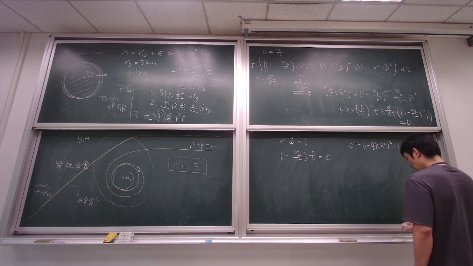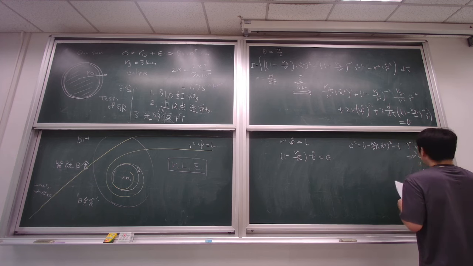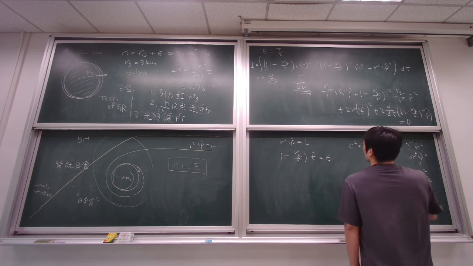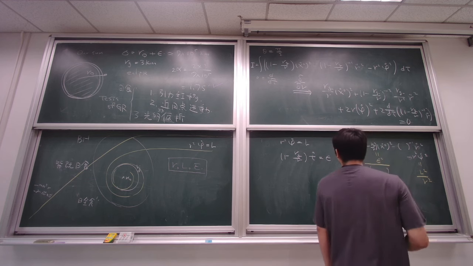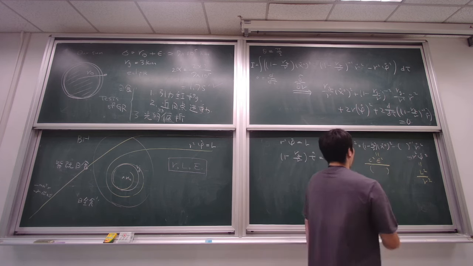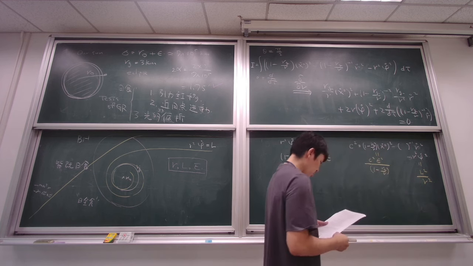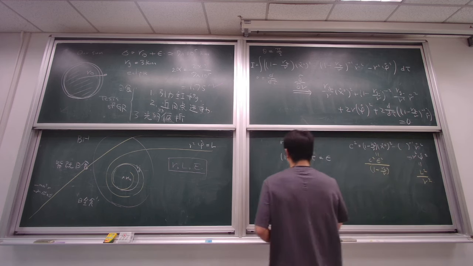This one, and then this is r square. This one is equal to L square divided by R square, right? This one is L square, and this is equal to E square divided by this one, right? And then most likely we need to scale by C square or something like that, 1 minus RG over R, okay? So that's the case. And then we can rewrite this equation as follows.